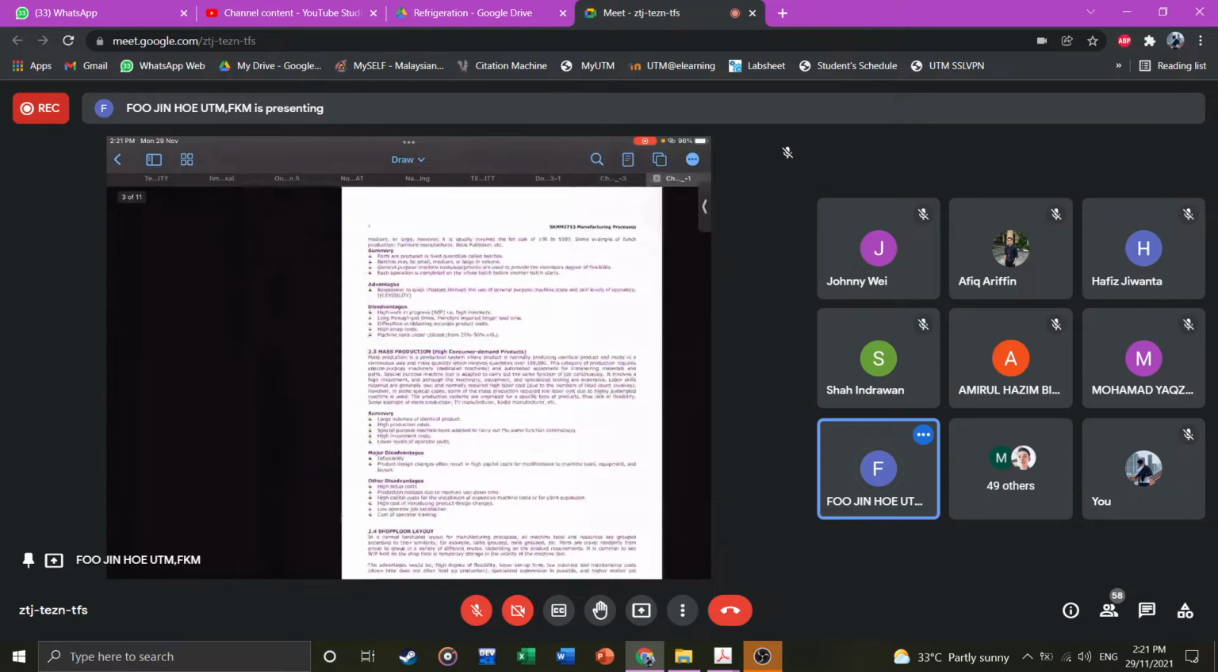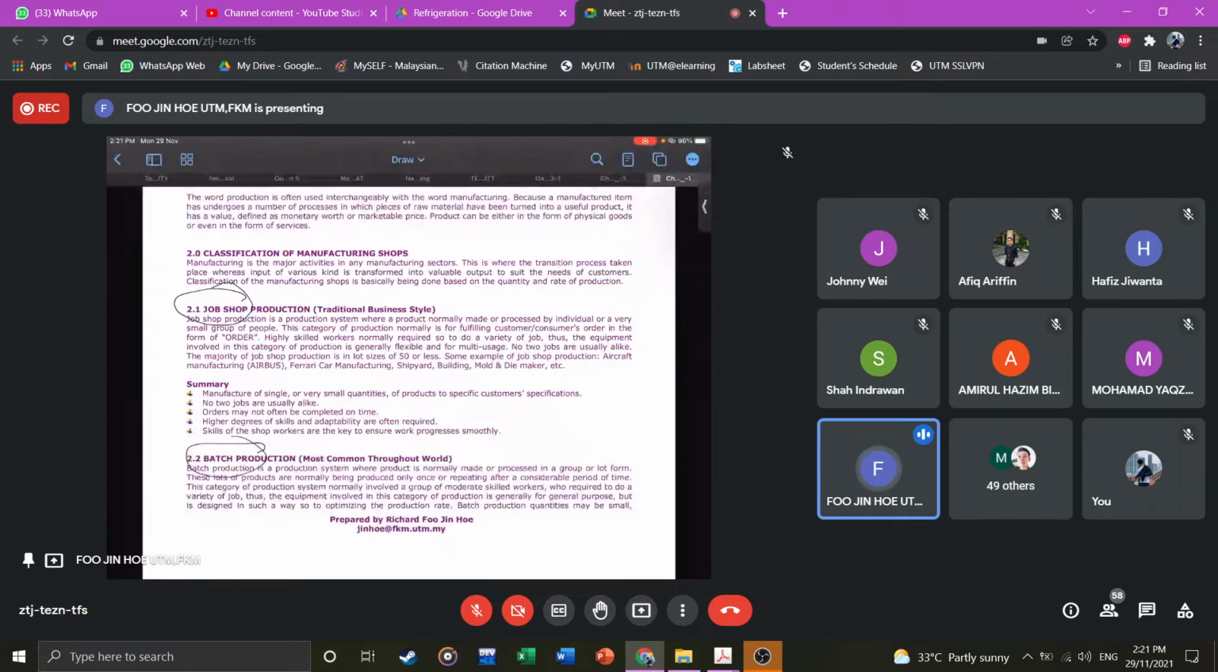Okay, so in job production, and batch production. So here it is by order. Okay, it's by order. So sometimes in the jewelry shops, you can go in and order specifically what kind of jewelry that you need. Or you can buy the existing ones that they make.